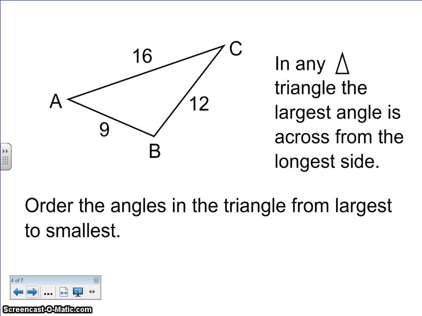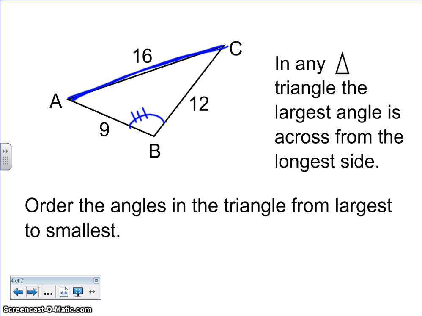You can do it backwards also. Sometimes you'll get the sides of the triangle and you'll have to tell which ones are the biggest angles, which ones are the smallest angles, and so on. The longest side of this triangle is the side that has a length of 16, which means that this is your biggest angle. I'm going to go ahead and put 3 dashes there so we'll know that's my biggest angle.